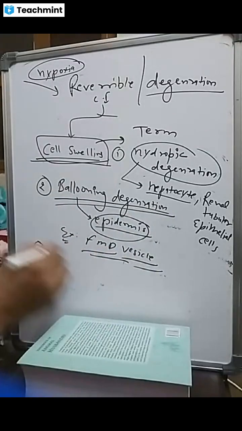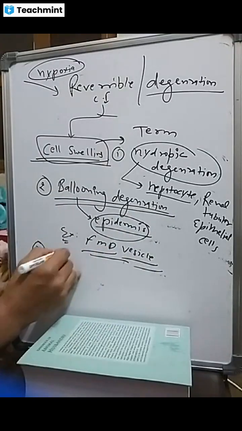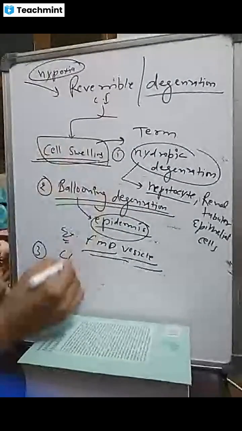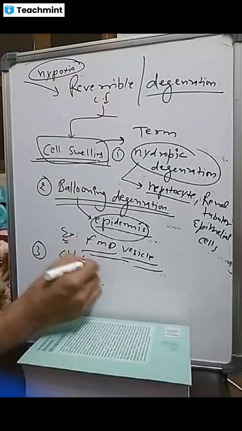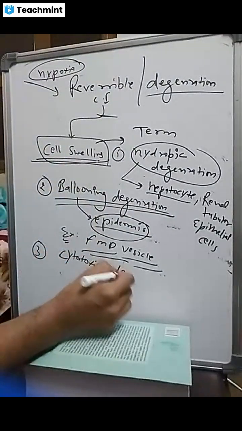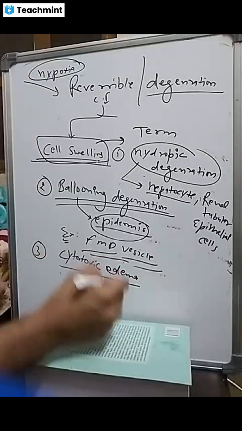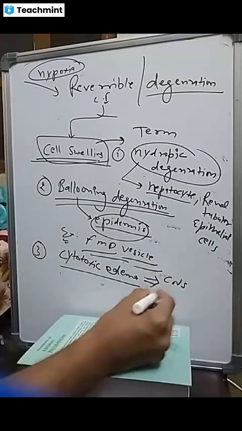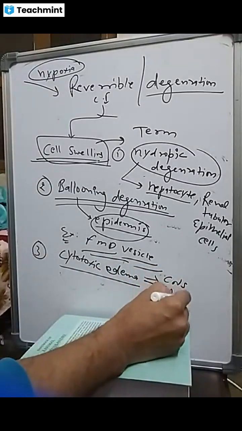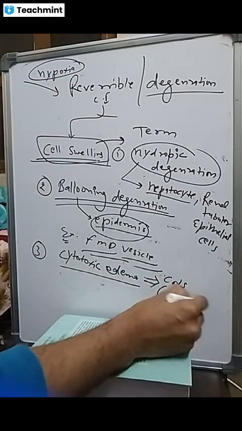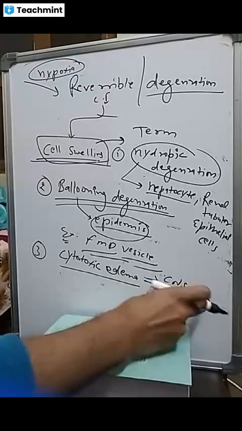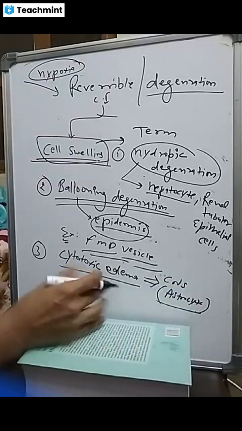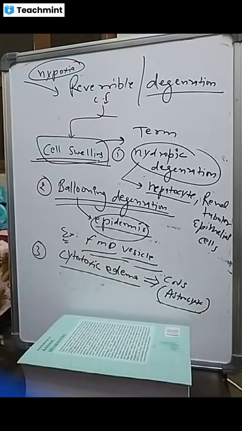There is one more term for this cellular swelling, that is cytotoxic edema. Cytotoxic edema is used for the CNS. And mainly which cell of the central nervous system? Astrocyte. For astrocytes, we use cytotoxic edema.